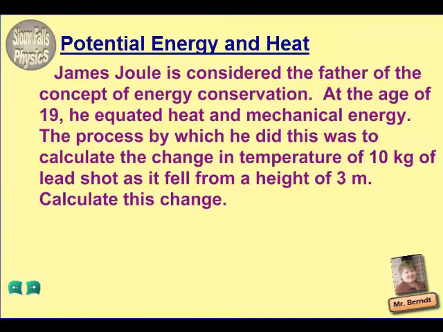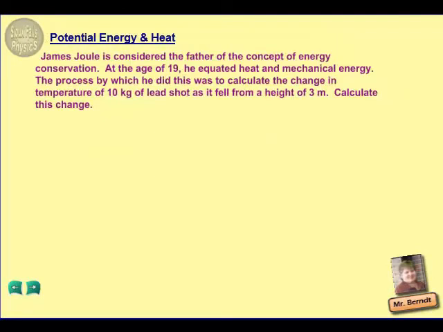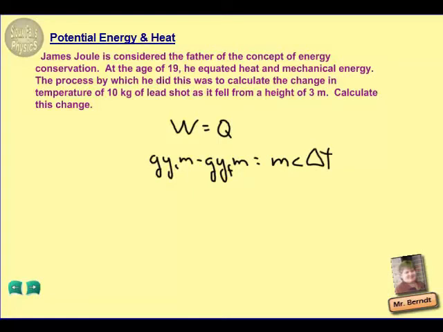The process by which he did this was to calculate the change in temperature of 10 kilograms of lead shot as it fell from a height of 3 meters. Let's go ahead and calculate what that change in temperature is. Now, the idea here is that work and heat must be the same thing. In this case, the type of work is a change in potential energy. g y initial m minus g y final m has to equal m c delta T. We're looking for that delta T, the change in temperature.